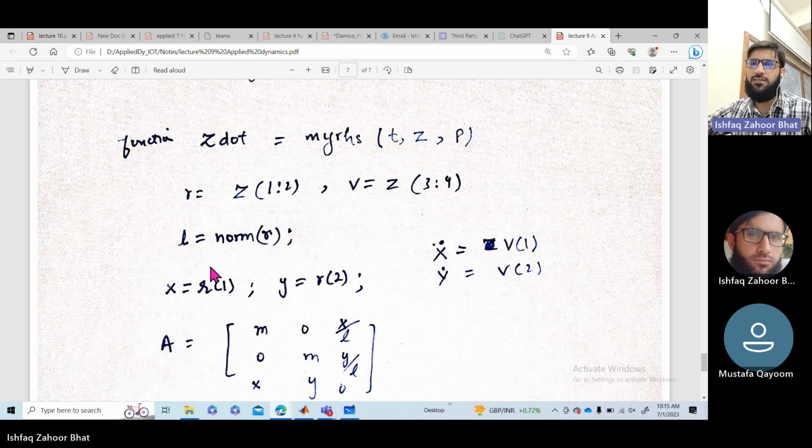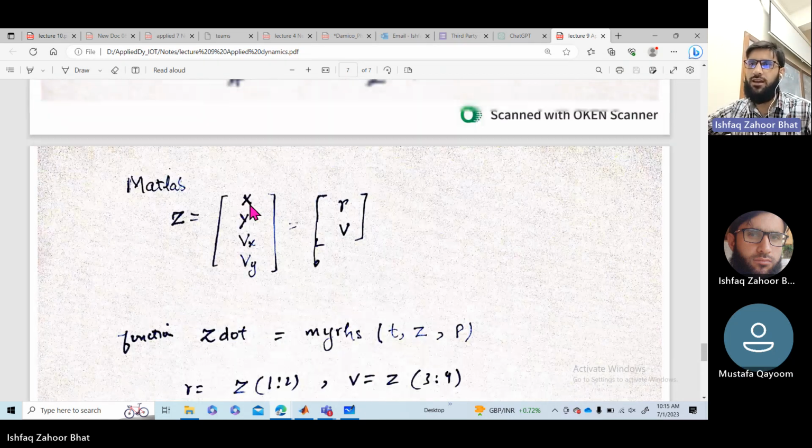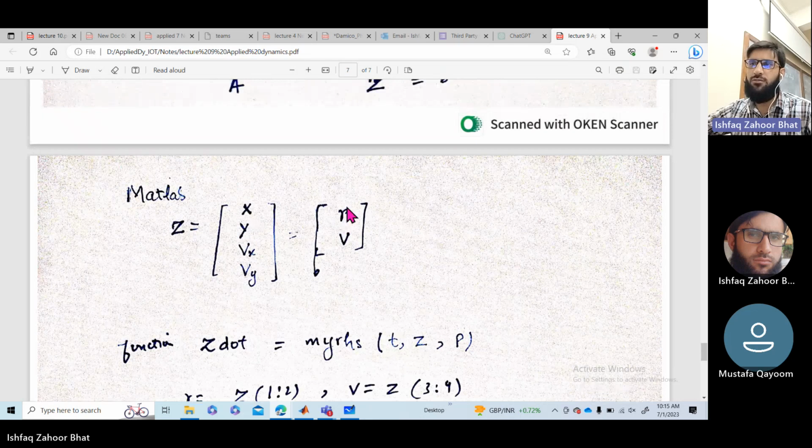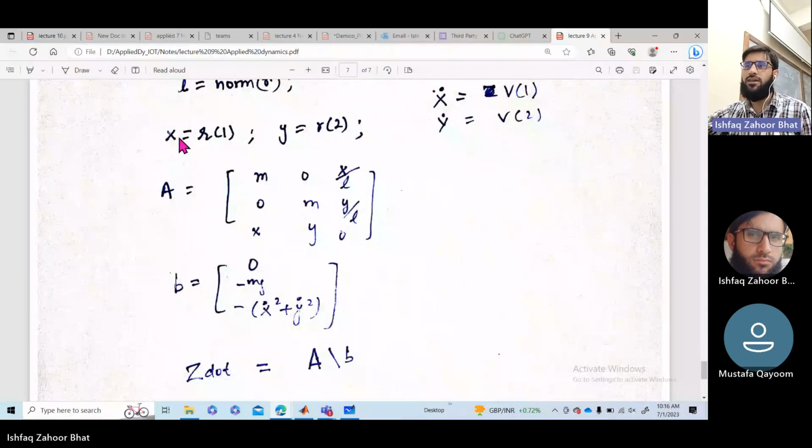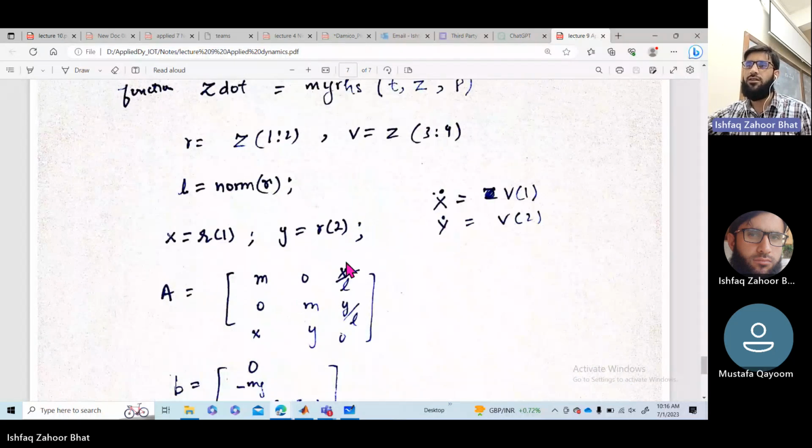Then I was saying that X is R of 1. See, X is nothing but the first component of R, and Y is the second component of R. Equivalently I can say that X is the first component of Z and Y is the second component of Z. Vx is the first component of V and Vy is the second component of V. Equivalently I can say Vx is the third component of Z and Vy the fourth component. So this is how I extract x, y, x dot, y dot.